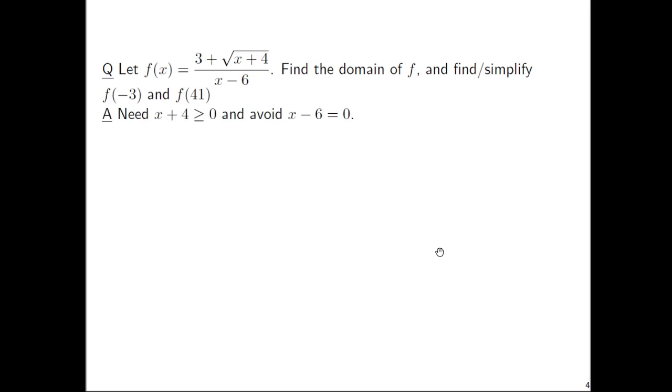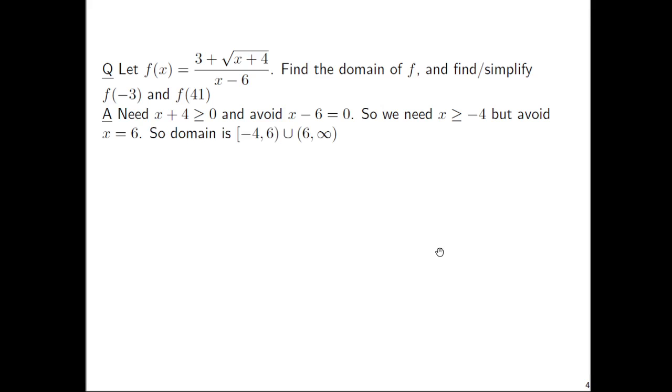So you'll note that the stuff in the radical is x plus 4, and we need that to be greater than or equal to 0. We also need to avoid the situation when the denominator equals 0. So we should avoid x minus 6 equals 0. So take the inequality, subtract 4 on both sides. We need x to be greater than or equal to negative 4, but we also need to take that equation x minus 6 equals 0, add 6 to both sides. We have to avoid the situation when x equals 6.